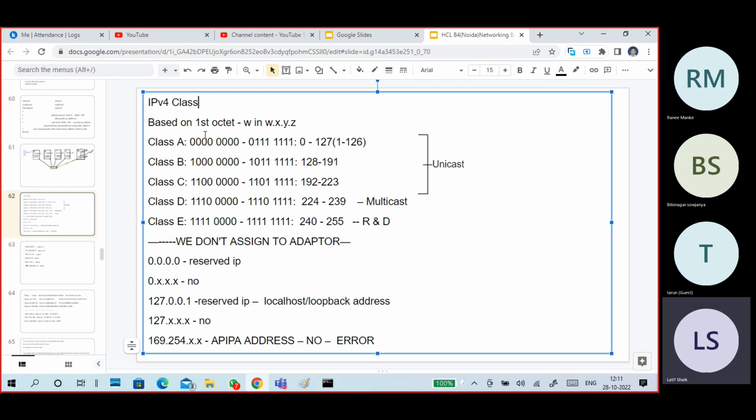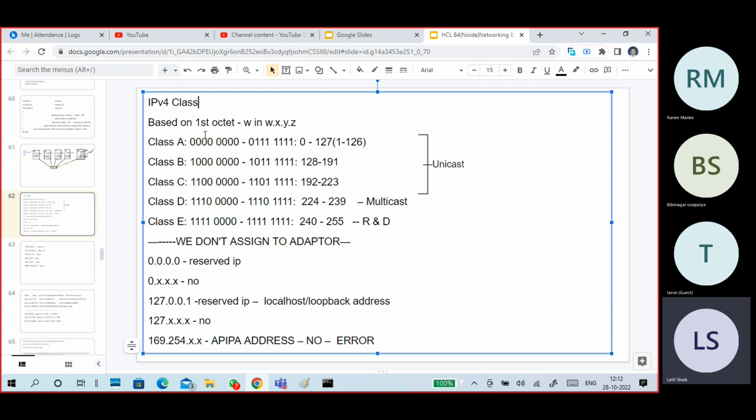127.0.0.1 is a reserved IP address for loopback or localhost. Of course, every PC has its own IP, but every PC has a common IP address, 127.0.0.1, as its localhost. The name is also localhost. Whatever the computer name, commonly every computer has the name localhost. So 127.0.0.1 is a reserved IP address. Even the entire 127 series, like 127.2.4.5, you can't assign to any adapter. Of course, 169.254 is an IP address range, but that is a different concept.